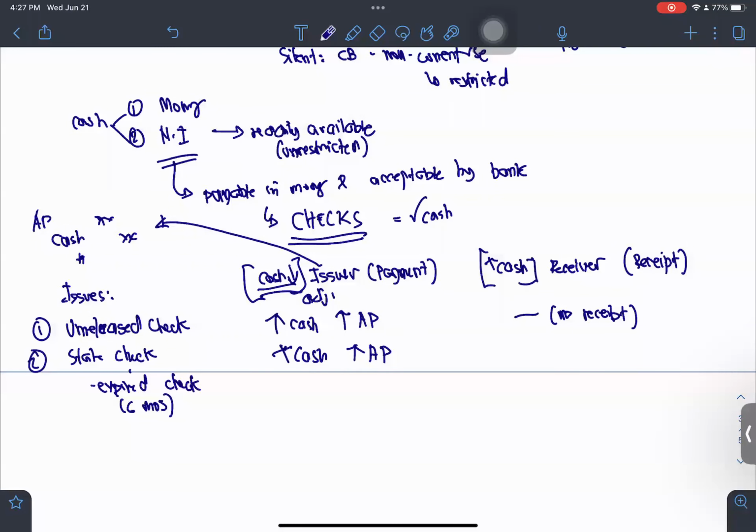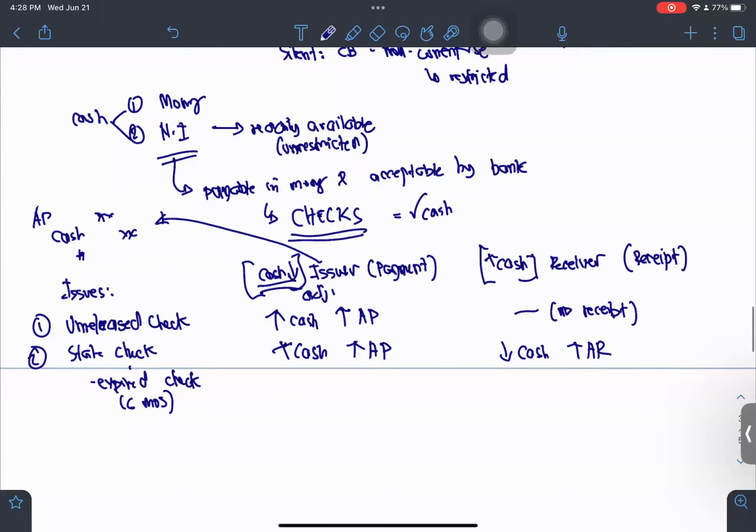How about on the receiver? If you receive a stale check, you need to decrease your cash and you increase your AR. Sir, why do we need to decrease your cash and increase your AR? Because the general entry whenever you receive a check is a debit to cash and a credit to AR. However, when you receive the check, what happens? It is already expired. Therefore, you cannot make use of that cash. Since you cannot make use of that cash, you need to decrease the cash and increase the AR.